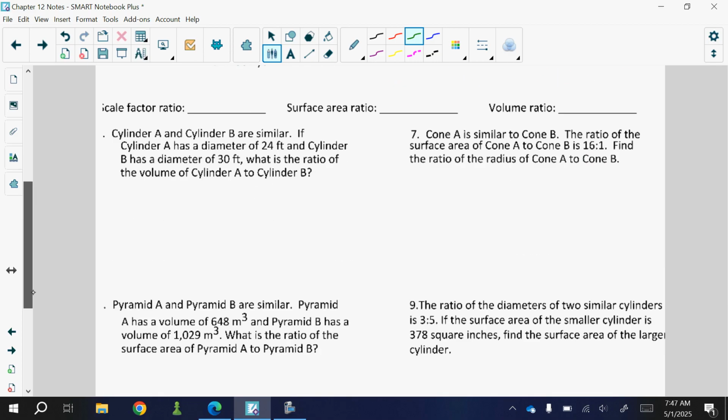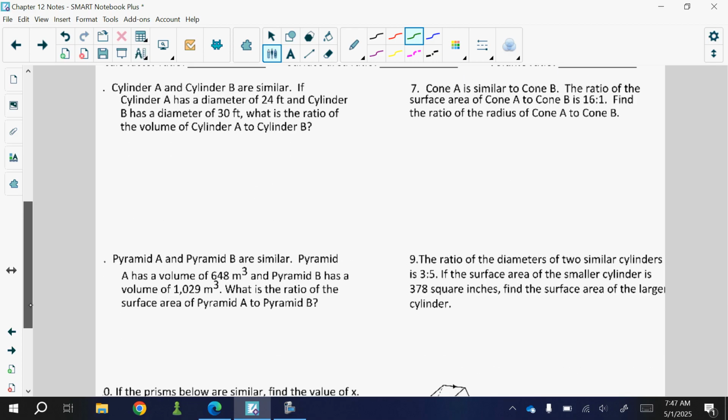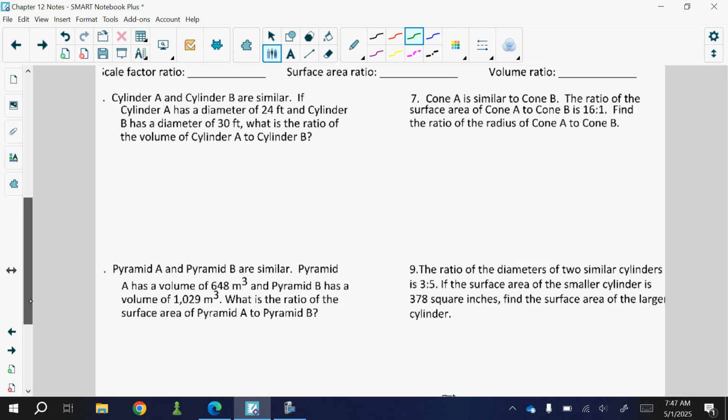Okay, I'm going to do one last example. Let's look at example 6. So cylinder A and cylinder B are similar. Cylinder A has a diameter of 24 feet and cylinder B has a diameter of 30 feet. What is the ratio of the volume of cylinder A to cylinder B?